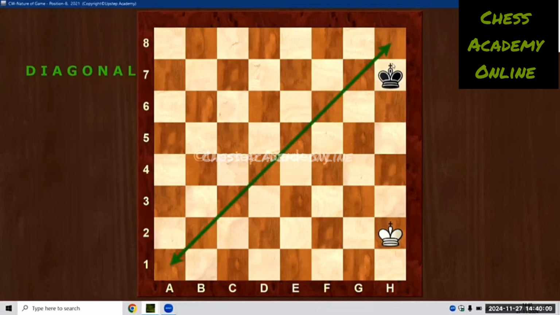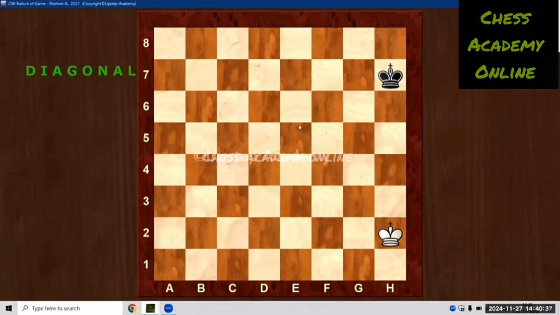The diagonal should touch the same color squares. As we can see, this green arrow on the chessboard is a long diagonal from one corner to the other corner, touching only the brown color squares. There can be another diagonal touching only the white color squares. As we can see, a diagonal should touch the same color squares. Then only it is correct.